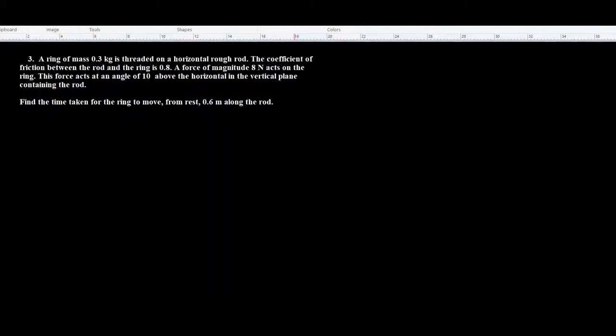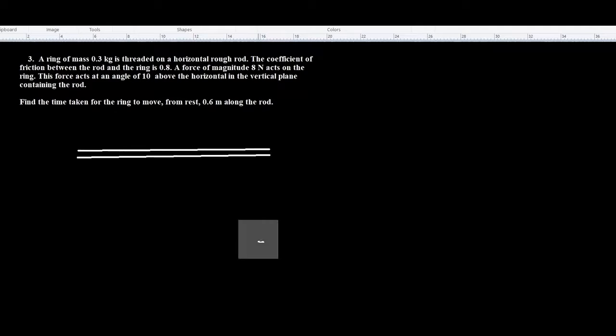Here in this question, they're saying there is a rod. So let's draw a rod. Alright, and there is a ring on this rod, which is threaded. Threaded means it goes over the rod. Ring over the rod, okay. Alright, and this ring's mass is 0.3 kg. That means there will be a weight of 3 newtons downwards. It is being pulled by a force of 8 newtons, which is 10 degrees above the rod.